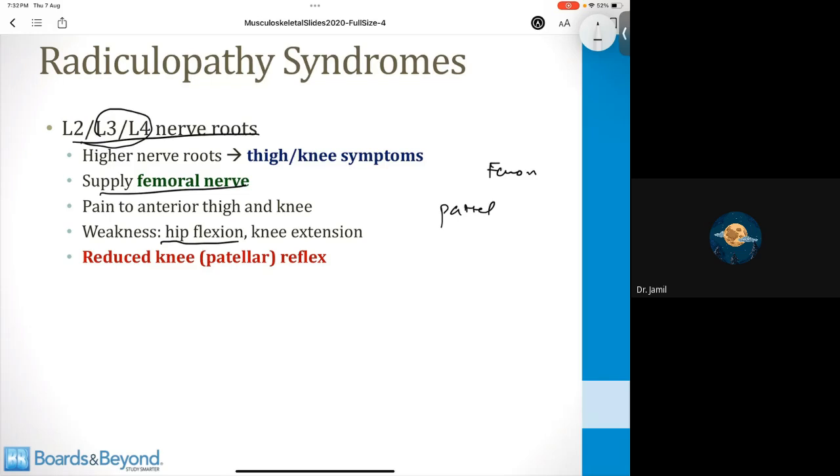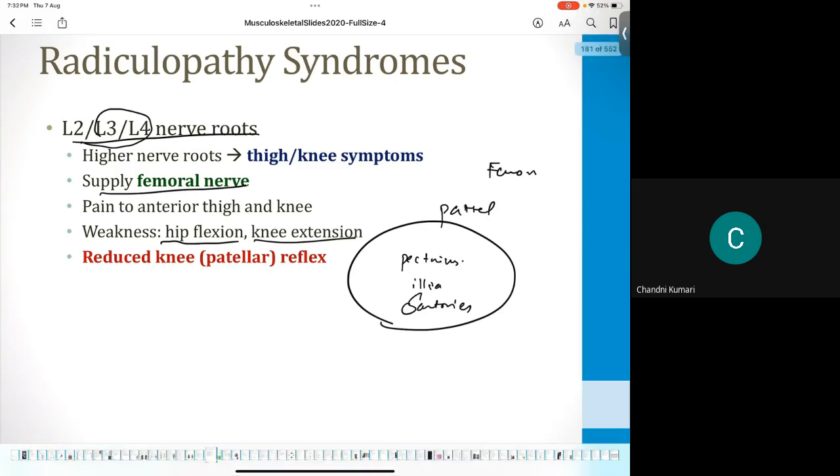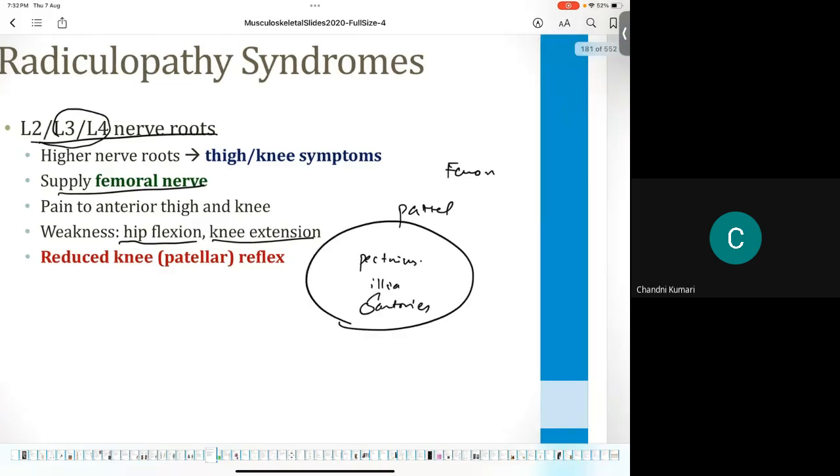Yeah, the anterior compartment, like quadriceps femoris: rectus femoris, vastus medialis, vastus lateralis, and I think the iliacus, sartorius, and pectineus. Yes, so iliacus also. That's also going to be supplied by the femoral nerve. So there would be a problem with hip flexion and knee extension, right?